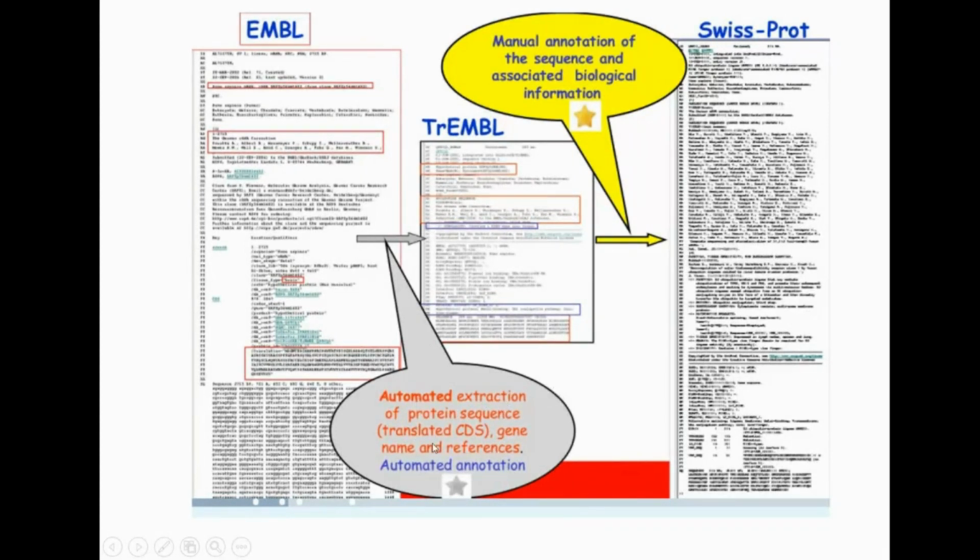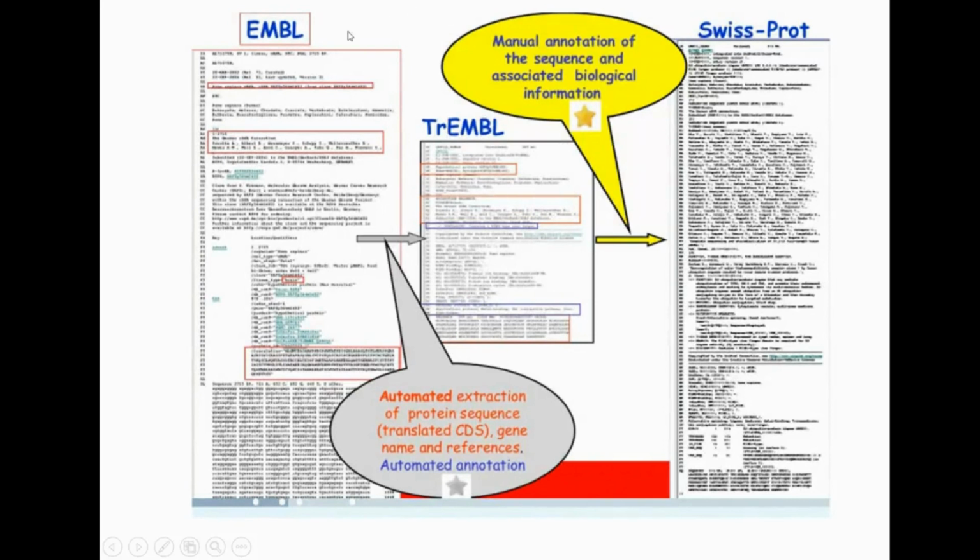Automated extraction of proteins, that is translated CDS, gene name and references. Okay, all this information was extracted from the EMBL to the translated EMBL, and everything is automated, meaning computer based, software based. After the manual annotation of the sequence and biological information, the sequence moves from the translated EMBL to the Swiss-Prot. That is why translated EMBL is an unreviewed and automatically annotated database, whereas Swiss-Prot is a manually annotated database.